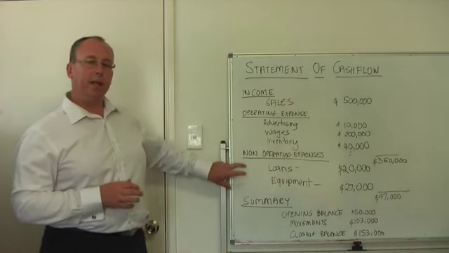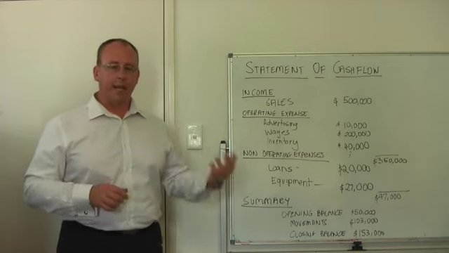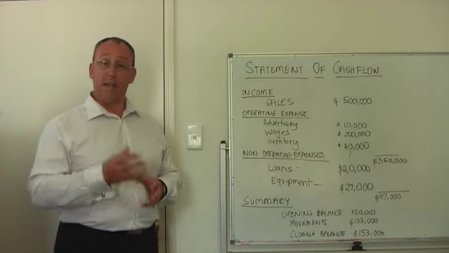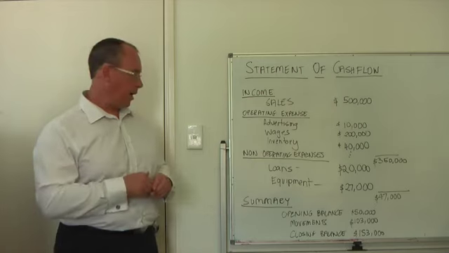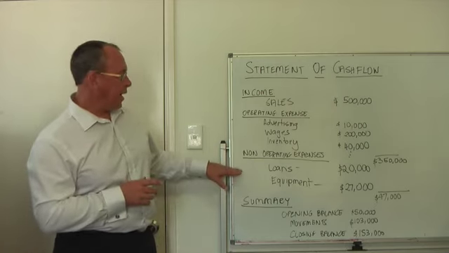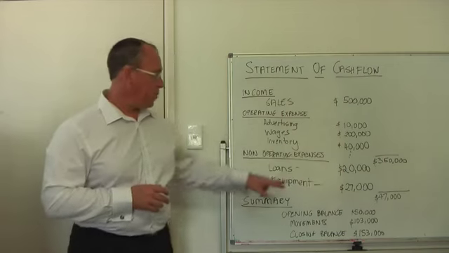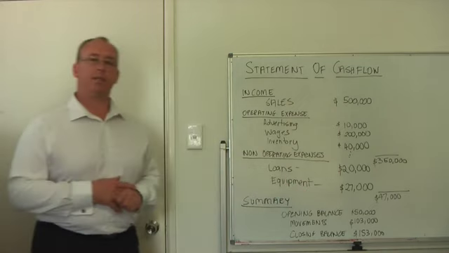Now our non-operating expenses refer to things like purchasing new equipment or getting loans or anything like that that's not directly associated with your business. Taxes are sometimes lumped in here, particularly GST if you're in Australia. So let's say in this example, for the non-operating expenses, we had loan expenses of 20 grand and we bought equipment of 27 grand, and that totals up to 47.